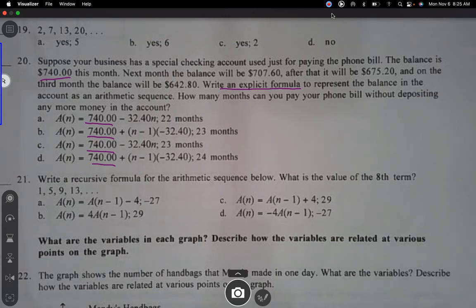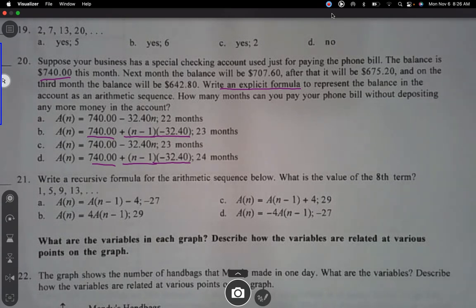So what comes next on my explicit formula? N-1. So that one has an N-1 and that one has an N-1. Are we good? I'm just following my formula. Then comes my common difference, which she found to be 32.40. Everybody good? We've already eliminated E and A. They don't even look like the explicit formula. How in the world are we going to find the next thing?